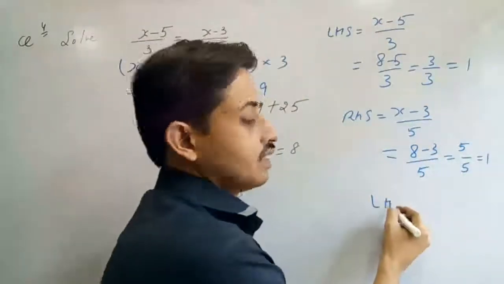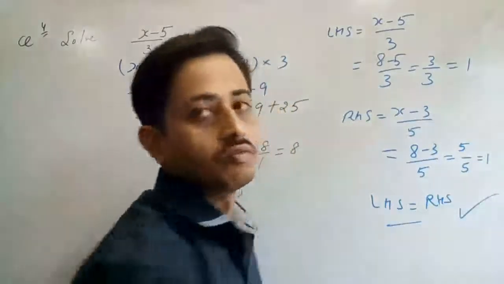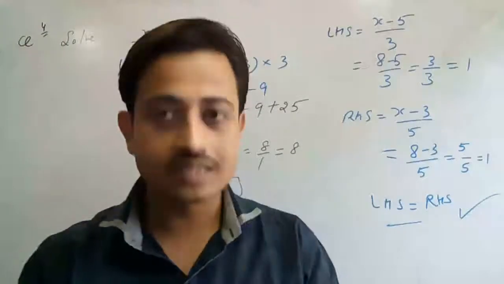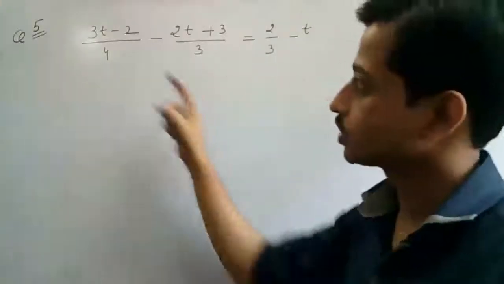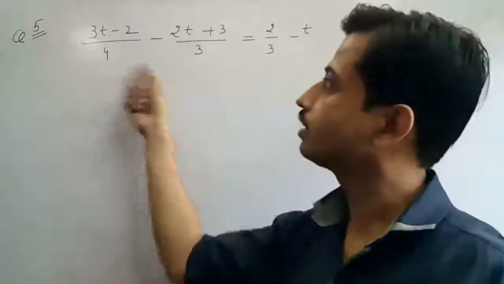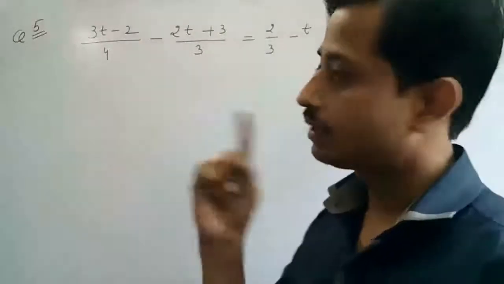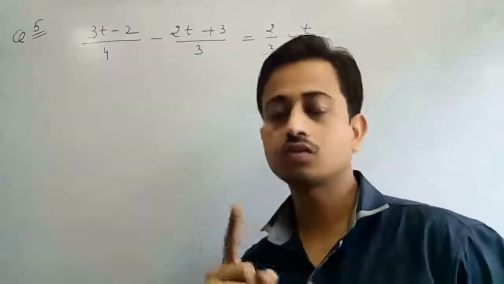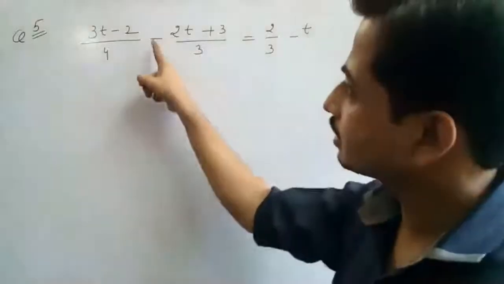So this left hand side is equal to right hand side. We verify. Please make a note. Now look at question number 5. Again in here the term is 2. It's very easy to solve. But please keep a note. Most of the students make mistakes in this question. Why? Because here the sign is negative.